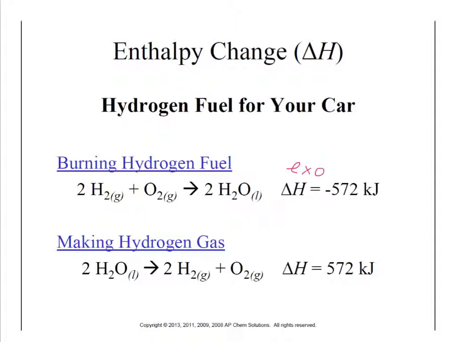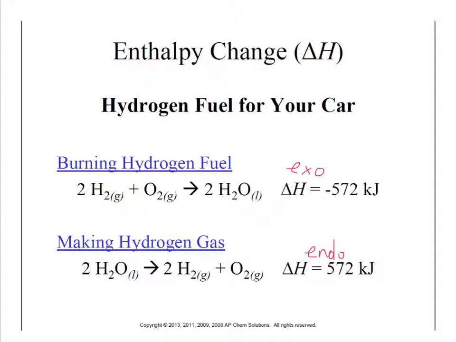Now, if we were to do this backwards, in order to make the H2 gas, we would have to take water and break its bonds into H2 and O2. Since this is backwards and we're putting energy into the system, it becomes an endothermic process. And notice how the magnitude of these two are exactly the same. If it releases 572 kilojoules of energy, that means you have to put in 572 kilojoules of energy.